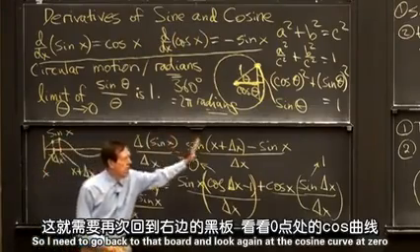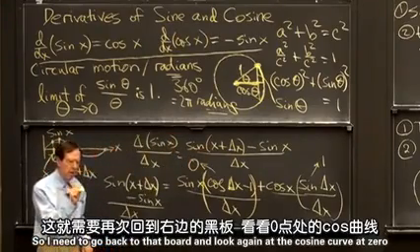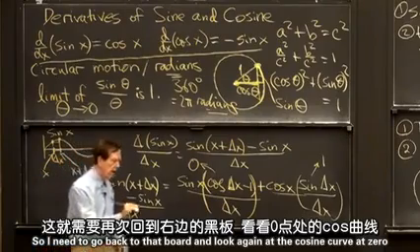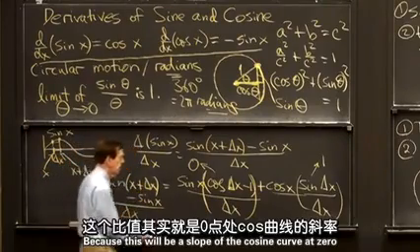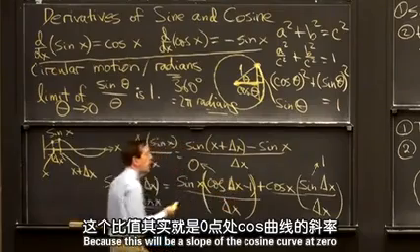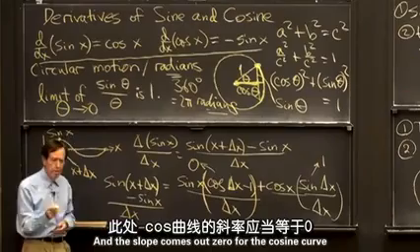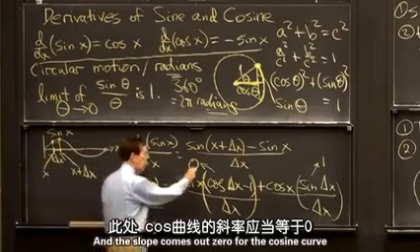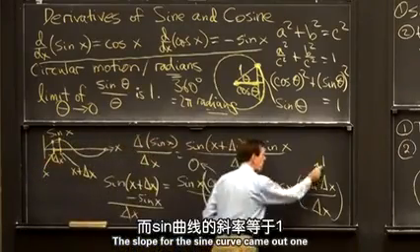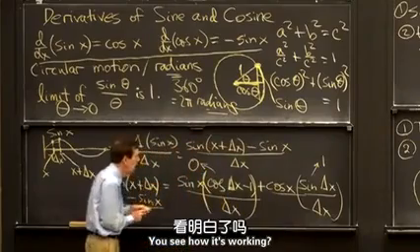So I need to go back to that board and look again at the cosine curve at 0. Because this will be the slope of the cosine curve at 0. And the slope comes out 0 for the cosine curve. The slope for the sine curve came out 1. Do you see how it's working?